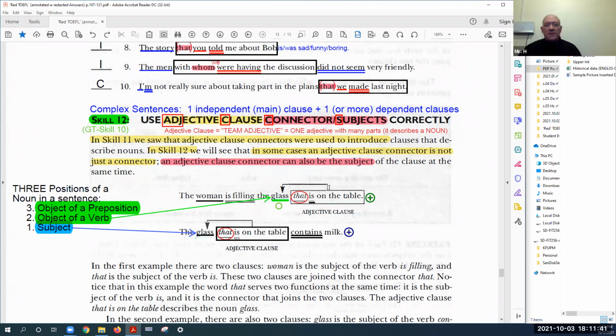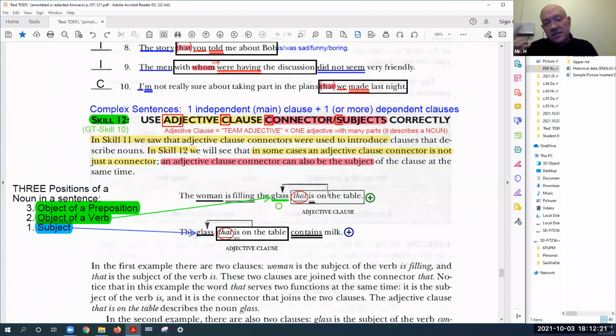Now, what does that mean? The woman is filling the glass that is on the table. Drop it. Filling. Okay. Here's a glass. What am I doing? Filling the glass. Which glass? That is on the table. Filling the glass that is on the table. You understand? Yes. All right.